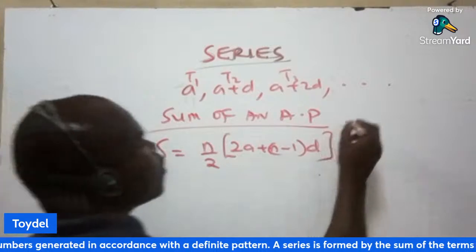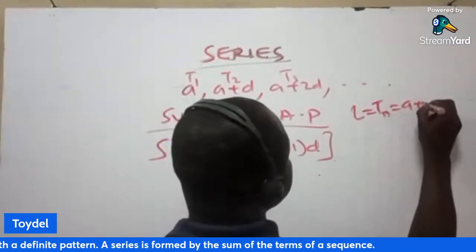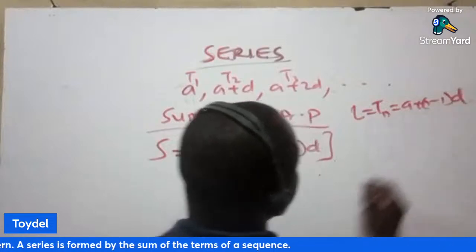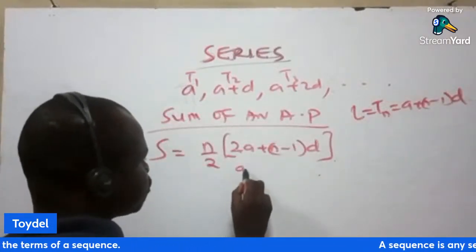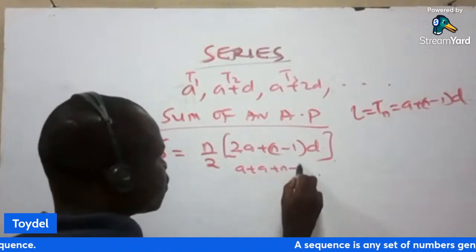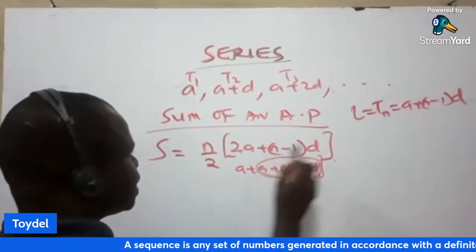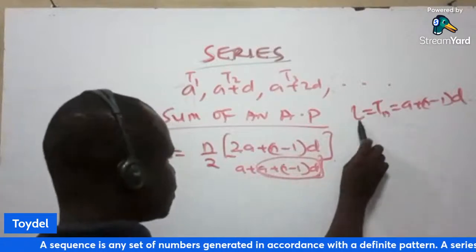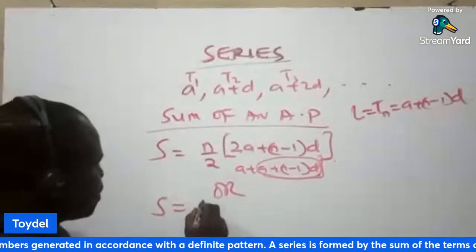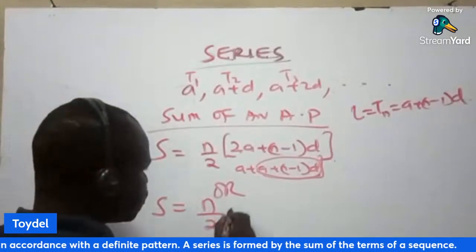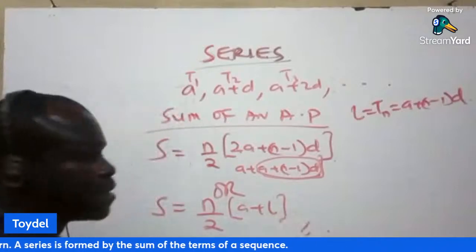But you recall that our last term or nth term is given as a plus n minus 1 into bracket d. That is, if we split the 2a into a plus a, then a plus n minus 1 d is called the nth term or the last term. So we can also say that the sum of an AP can be given as n over 2 into bracket a plus l. Still the same thing.